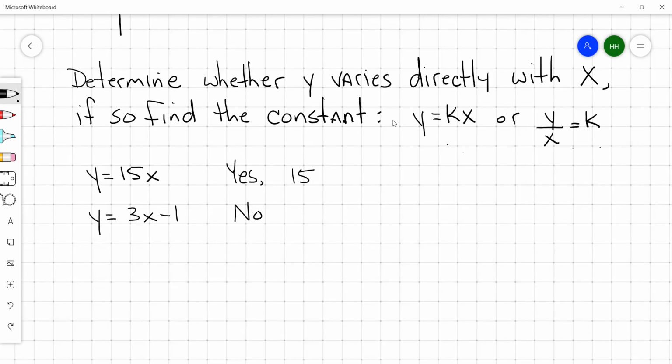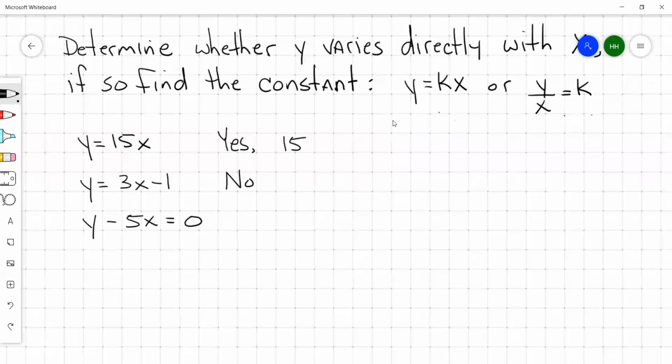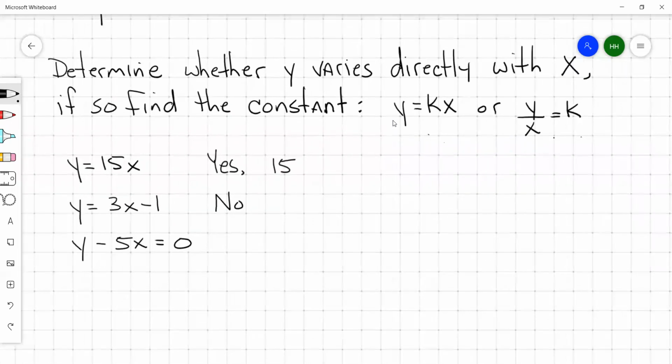Now, you may get something that looks like y minus 5x equals 0. You want to be careful here a little bit. They're trying to fool you. Don't let them fool you. Is this equation in either of these forms? Right now, it's not exactly, is it? There's not just a y on the left-hand side, or a y divided by x on the left-hand side equal to just a number, is there?